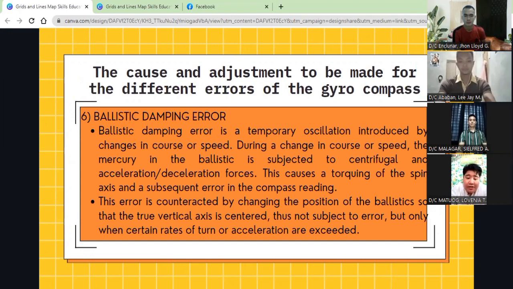This error is counteracted by changing the position of the ballistic so that the true vertical axis is centered. Thus, it is not subject to error but only when certain rates of turn or acceleration are exceeded.